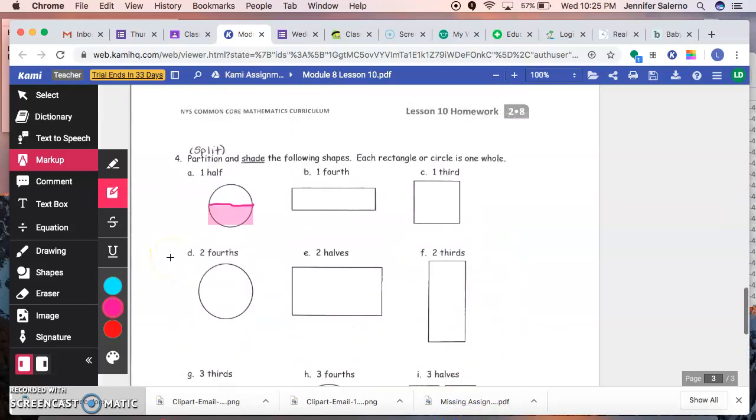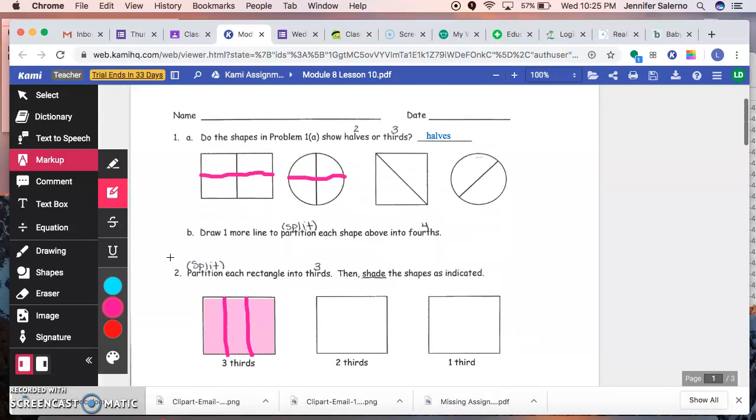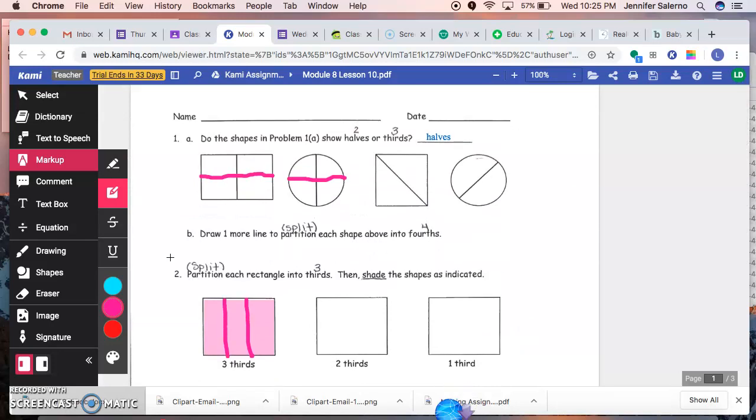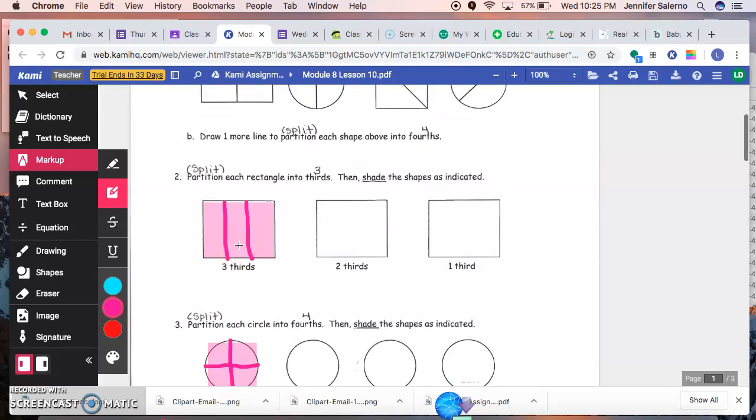And this is what you're doing today. So it's pretty much a lot of partitioning, so splitting the shape into equal parts, and a lot of shading the shape based on what they tell you. So if you have any questions, you need some help, you want me to walk you through it, message me and I will gladly do so. Otherwise, have fun today with partitioning and shading your shapes.